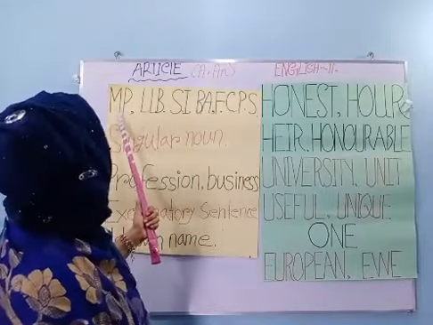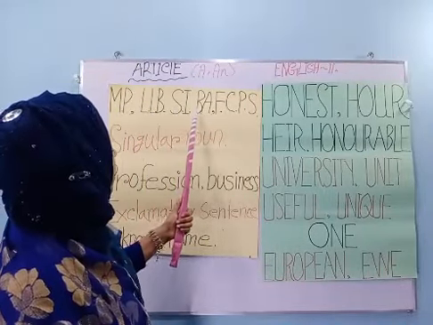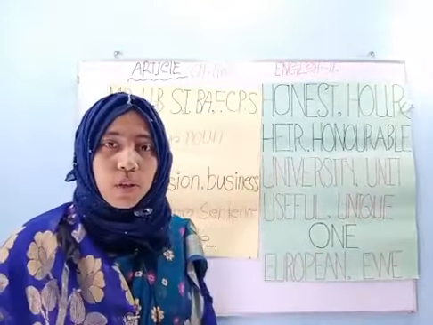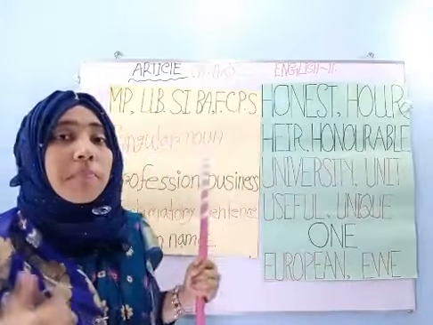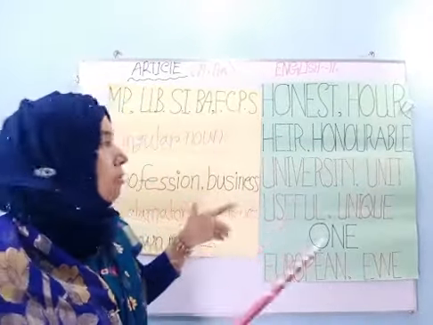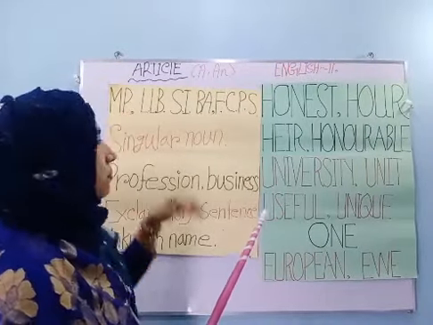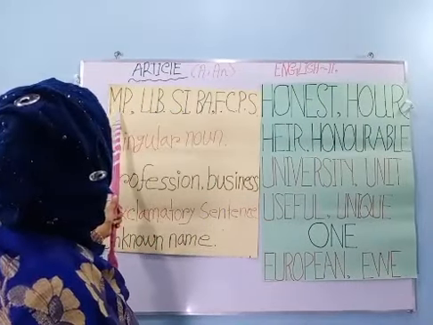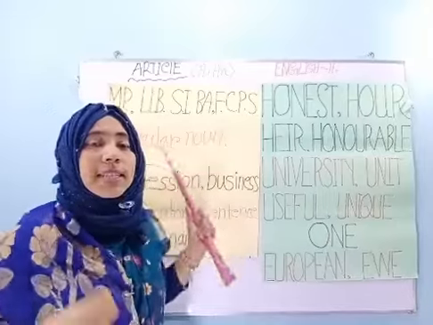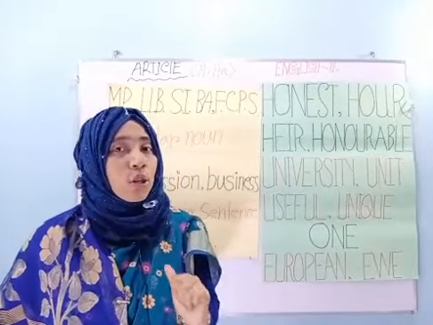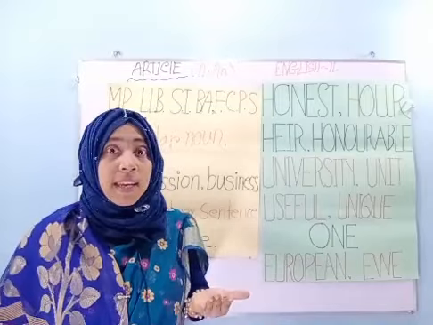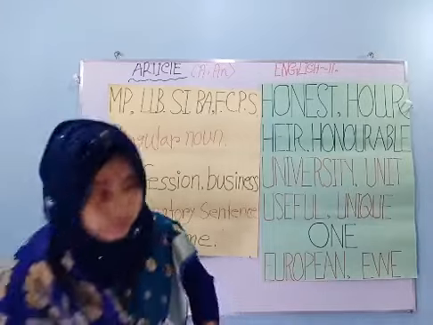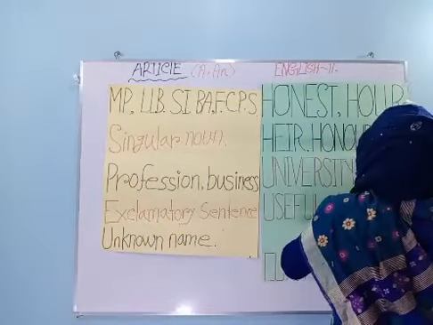Here you see MP, LLB, SI, BA, FCPS. That means here you see some abbreviated words. Okay, here actually MP means member of parliament, and this is an abbreviated word for member of parliament. And what will be the article here actually? Here you will give importance to pronunciation. The first letter is M and it is a consonant, but here the sound is M, so here you will use an article.